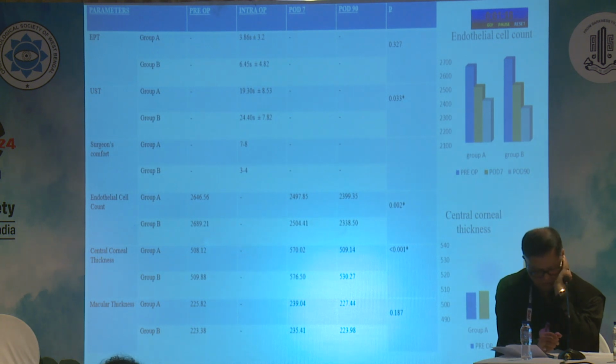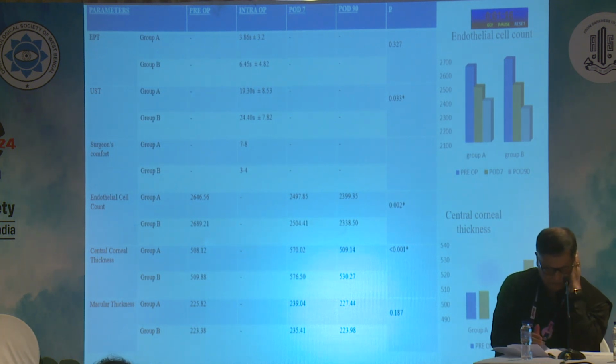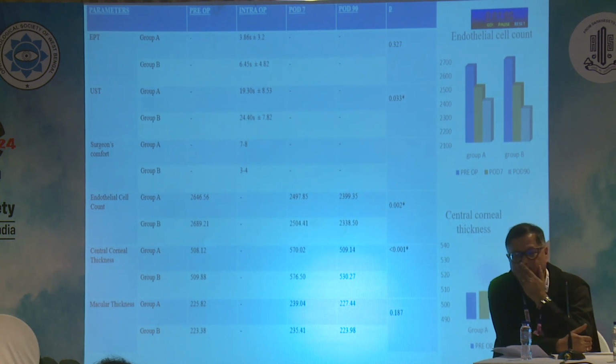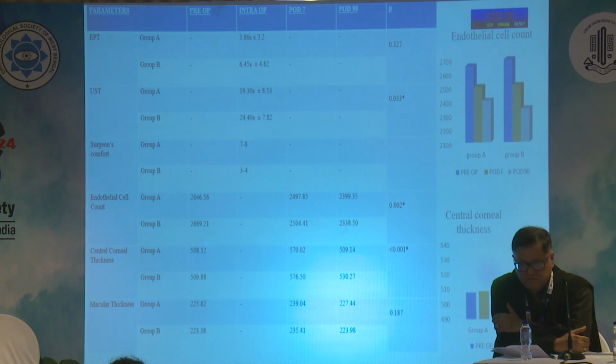So the parameters were ultrasound time. In group A, it utilized less time when compared to group B, and the difference was statistically significant. Endothelial cell count loss at the end of 3 months in group A was less when compared to group B, and it was statistically significant. Central corneal thickness was increased in group B in the immediate post-op, and at the end of 3 months also it was statistically significant. Macular thickness was increased in both the groups. It was not statistically significant, and it resumed the preoperative values at the end of 3 months.